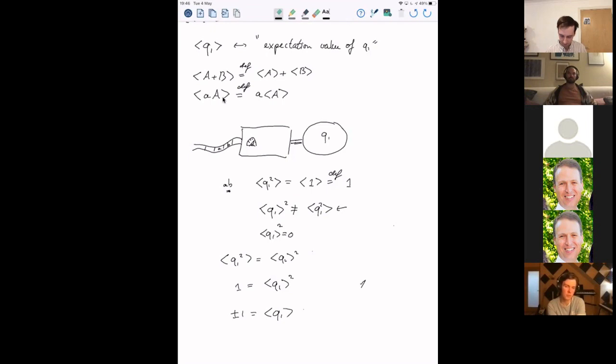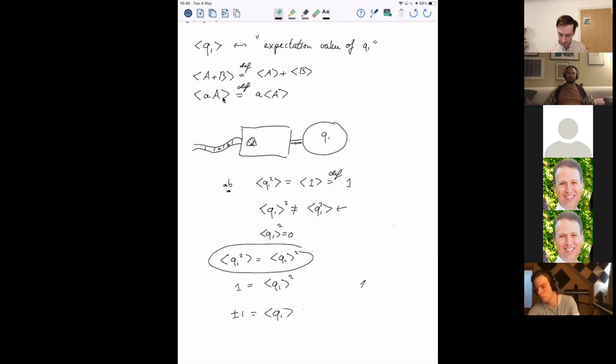And these two expectation values, 1 and minus 1, are what are known as the eigenvalues of Q1. For all our purposes, what this means is that Q1 is sharp. It's sharp in the sense that it obeys this property, sharp in the sense that if you were to measure it, it has a definite measurement outcome. So this is what I mean with sharp.